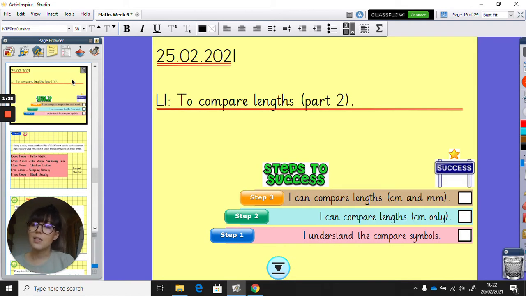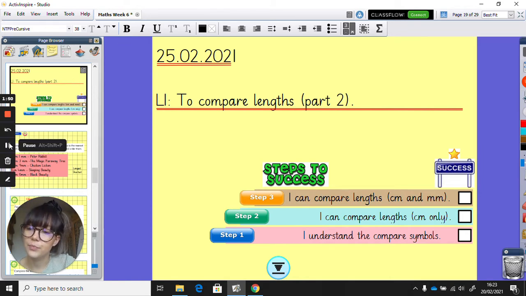So today we are comparing lengths, and this is part 2, okay? So it's going to get a little bit harder, because yesterday's lesson was more of a recap. So step 1 today is understanding the comparison symbols. Now we have done that before, so it's kind of like a recap again, but that's our step 1.